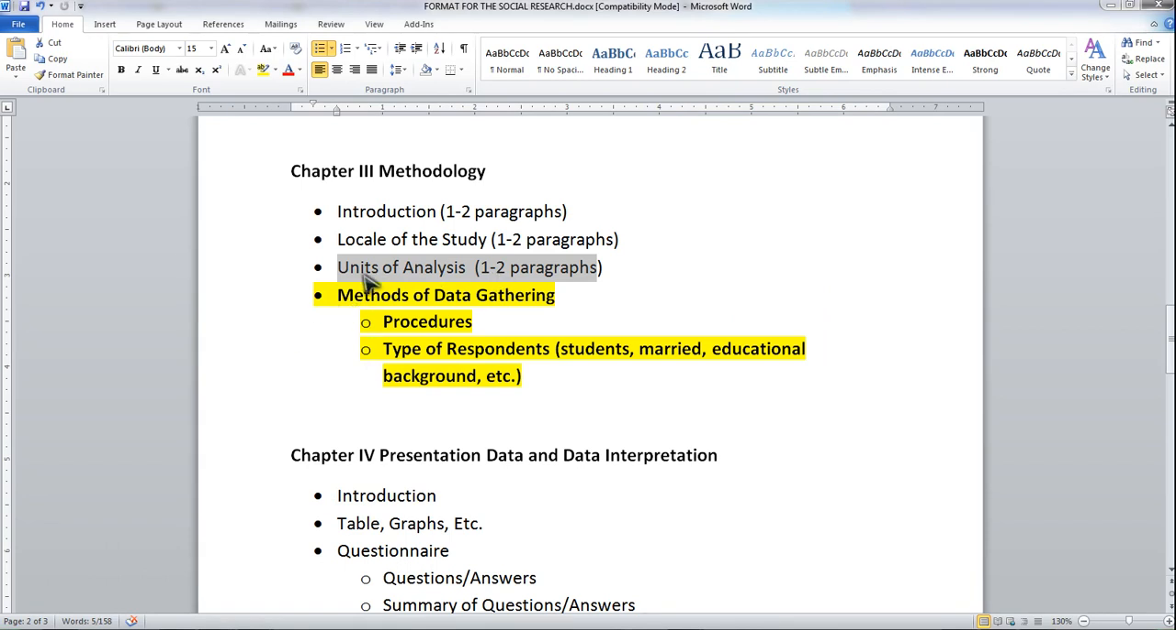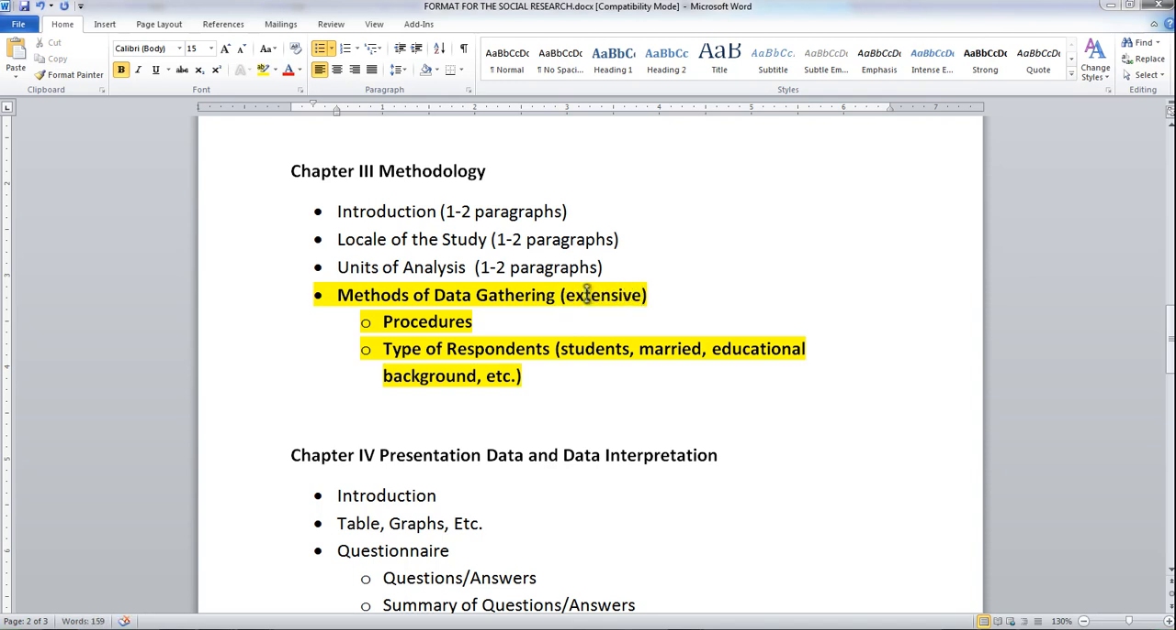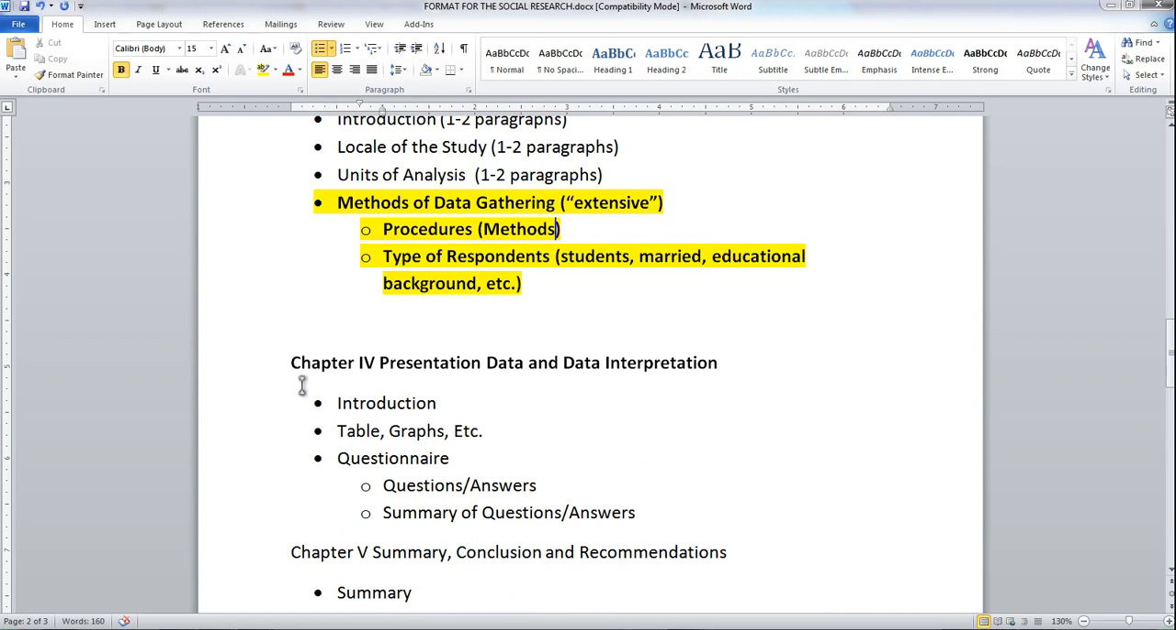Now after the units of analysis, which could be 1 to 2 paragraphs at the most, you have methods of data gathering. This is quite extensive. It includes the procedures, the type of respondents, or simply the methods of how you conducted the research. Include the type of respondents, students, are they married or single, what are their educational attainments or educational background, etc.